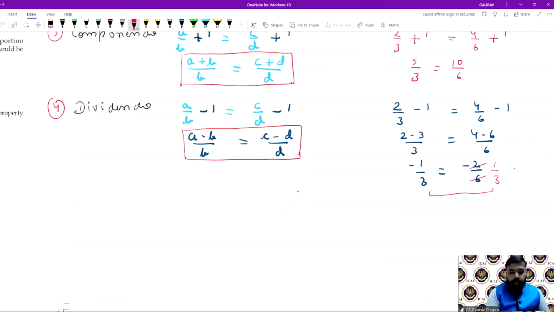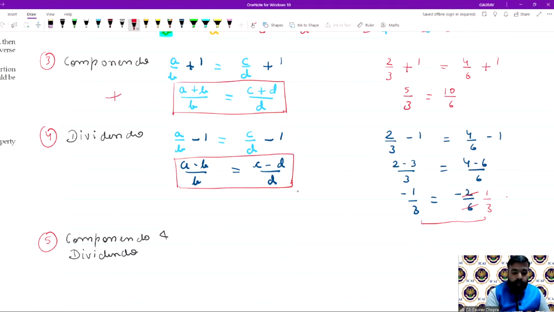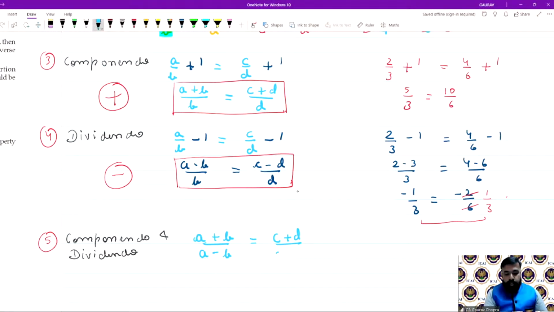Now the property number 5. This time we can write componendo and dividendo. That means it is a combination of both componendo and dividendo. That means we have to take positive from componendo and negative from dividendo. So positive will come in the numerator and negative will come in the denominator. So it will become A plus B upon A minus B is equal to C plus D upon C minus D.